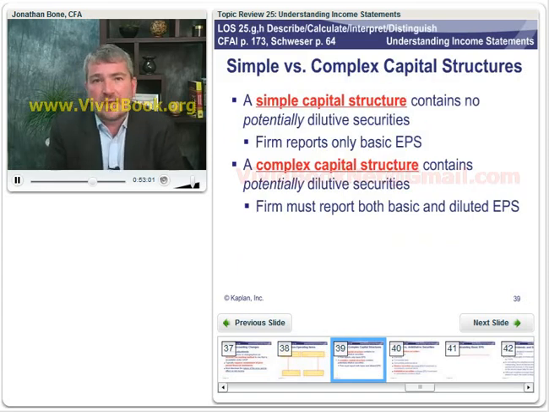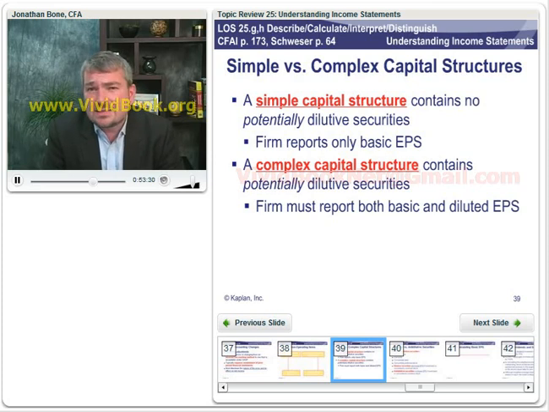Our next learning outcomes relate to earnings per share. We've got really two learning outcomes that we're going to combine. One asking us to describe and calculate earnings per share, and one asking us to differentiate between dilutive and anti-dilutive securities. So let's start off by talking about simple and complex capital structures. A simple capital structure is simply one that contains no potentially dilutive securities.